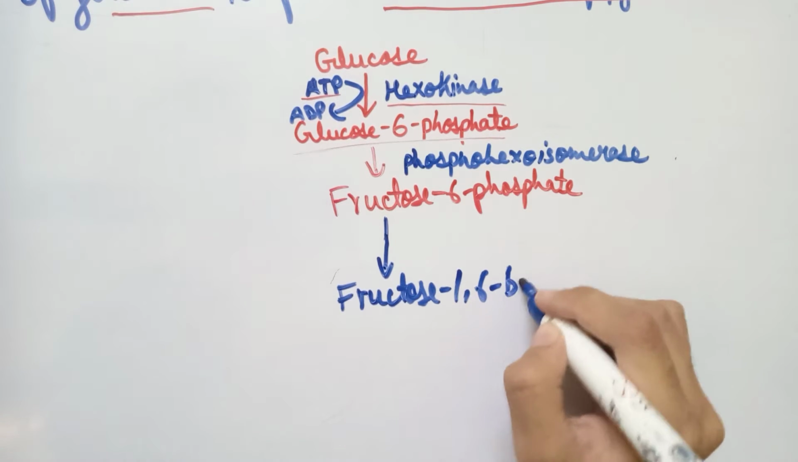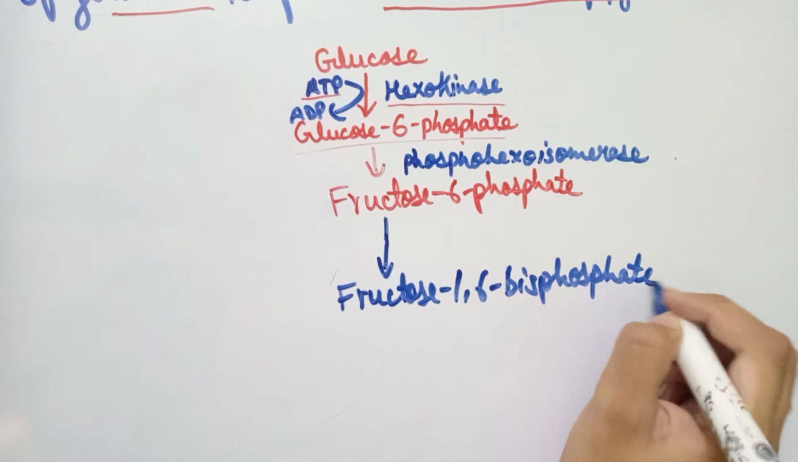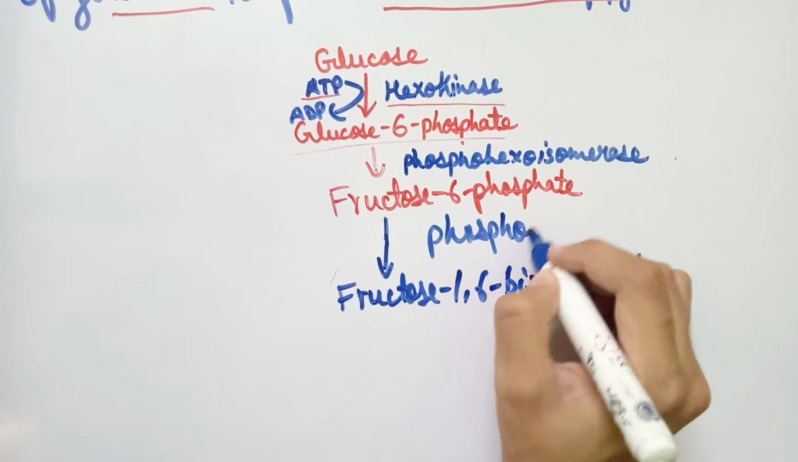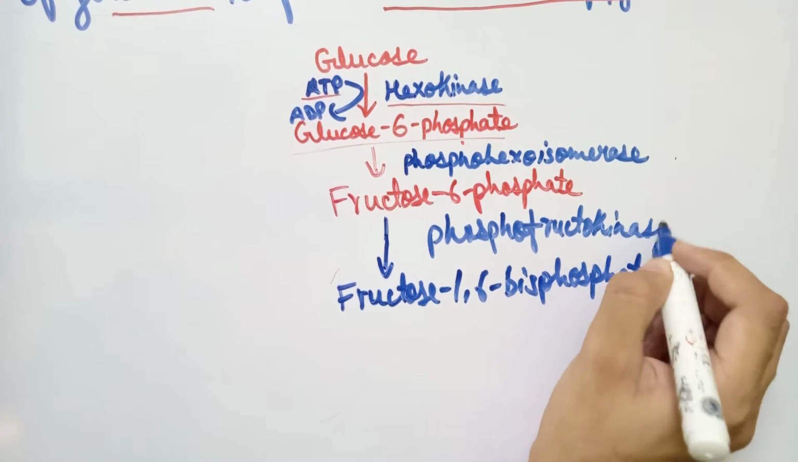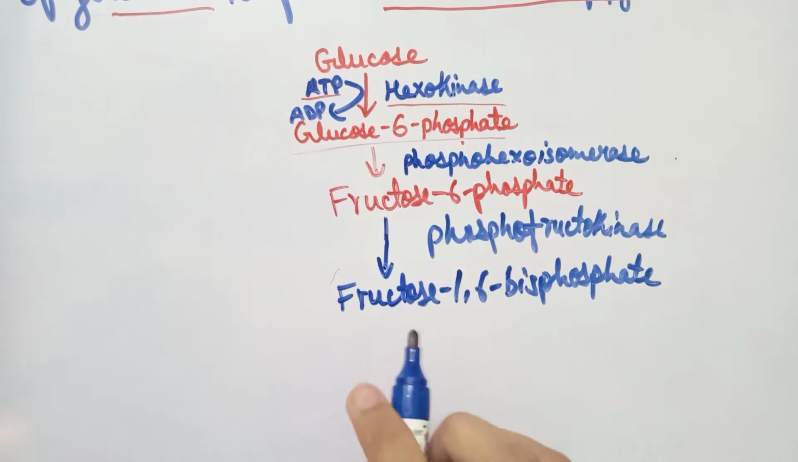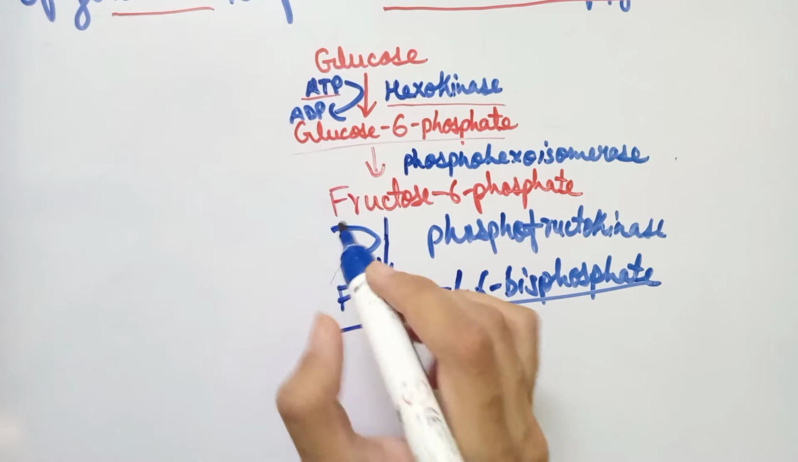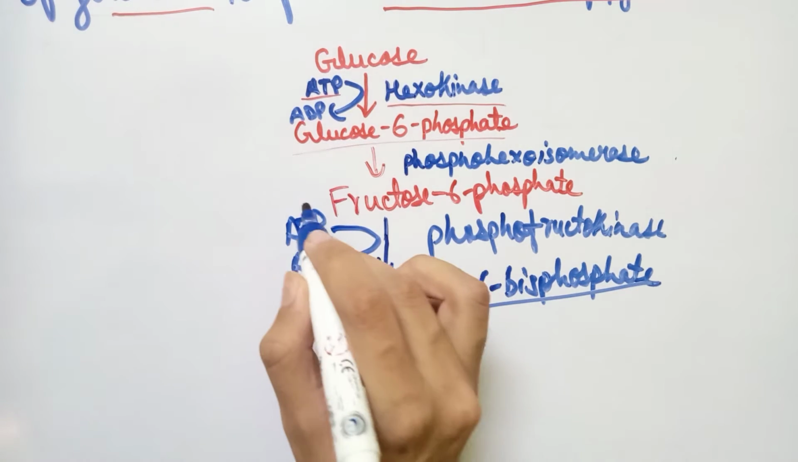1,6 bisphosphate. Bisphosphate means there is presence of two phosphate groups, and this occurs due to the presence of phosphofructokinase. The phosphofructokinase enzyme helps in the conversion of fructose 6 phosphate to fructose 1,6 bisphosphate. And during this process, one ATP molecule is also utilized and ATP gets converted into ADP.